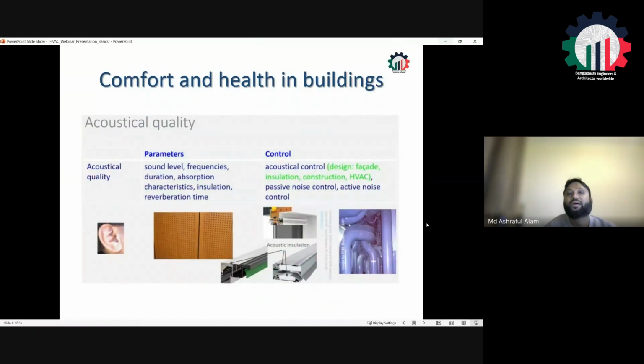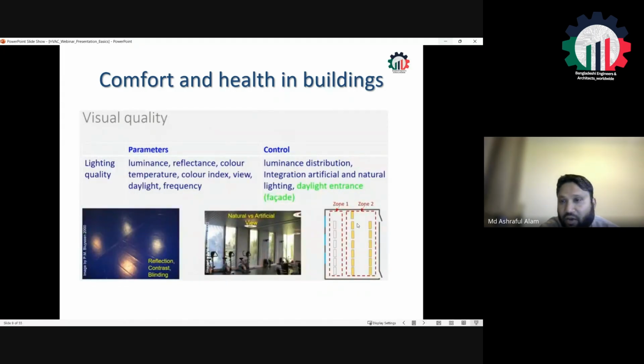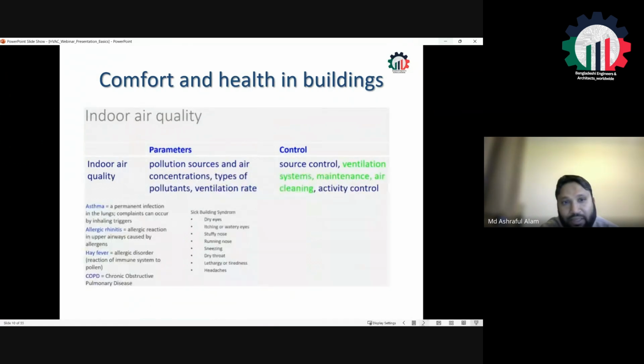So let's say acoustical quality. What is that acoustical quality? Acoustical quality is the sound level, frequencies, duration, absorption characteristics, insulation, reverberation time. What we can do with the HVAC system: acoustical control design, facade insulation, construction, HVAC, passive noise control, active noise control. This all can be implemented to improve the acoustical quality. Now, visual quality, it is the lighting quality. It depends. I will not go through this one.